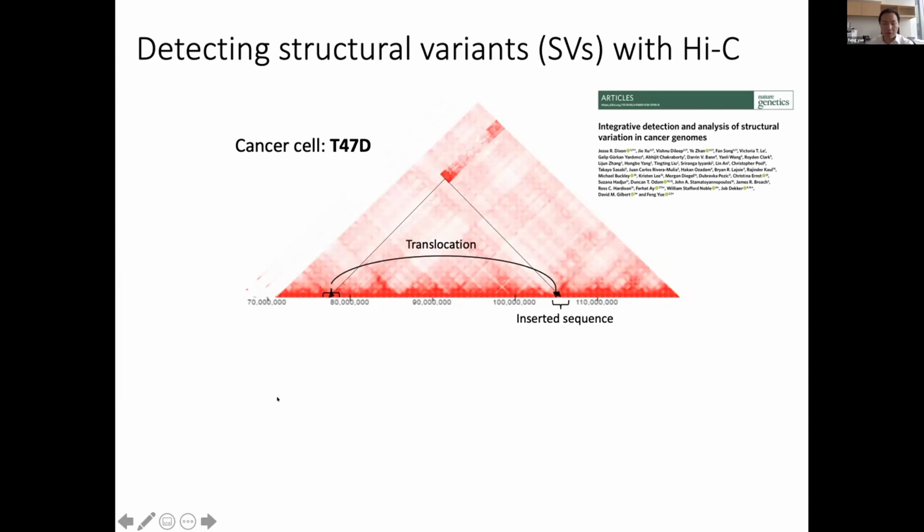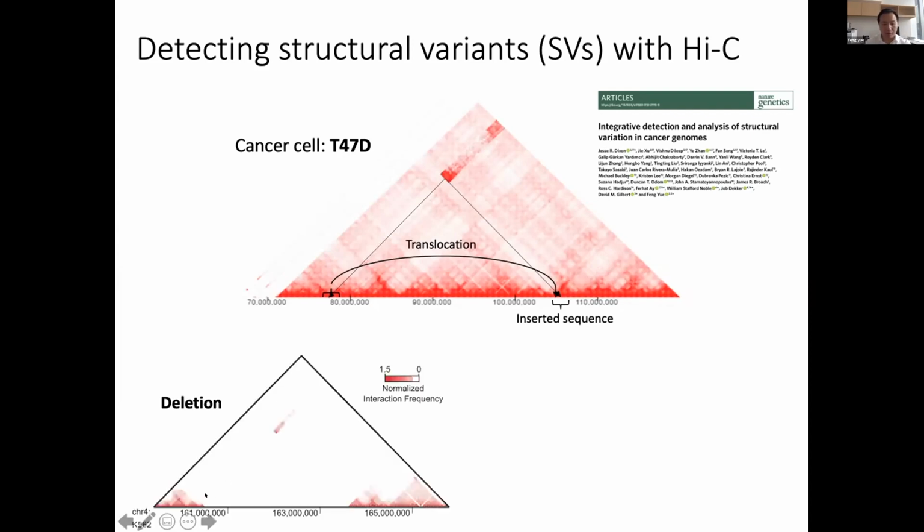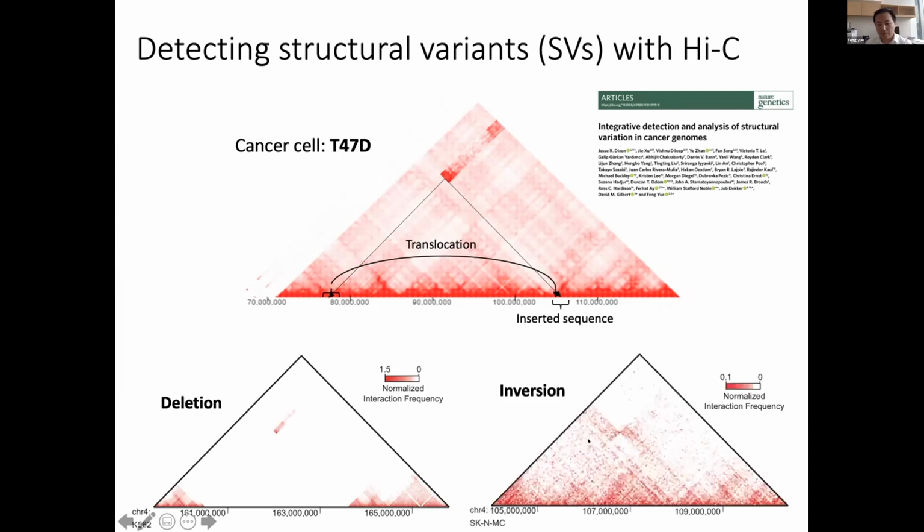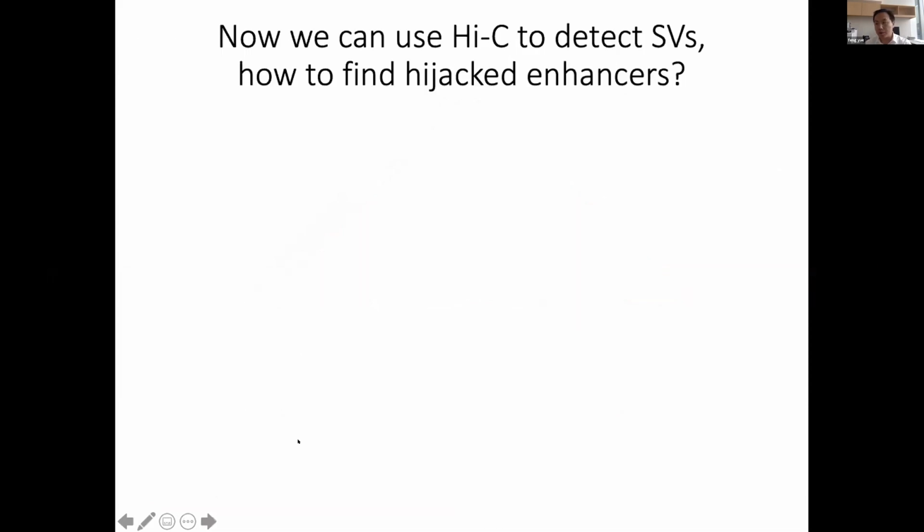So here is a translocation. In this case, it's a deletion because you have this really wide gap, and these abnormal interactions are between this region and this region. Sometimes we can also see butterfly-like patterns in the Hi-C map, which represent an inversion event as well. Again, back then we showed Hi-C can detect a full range of structural variants.